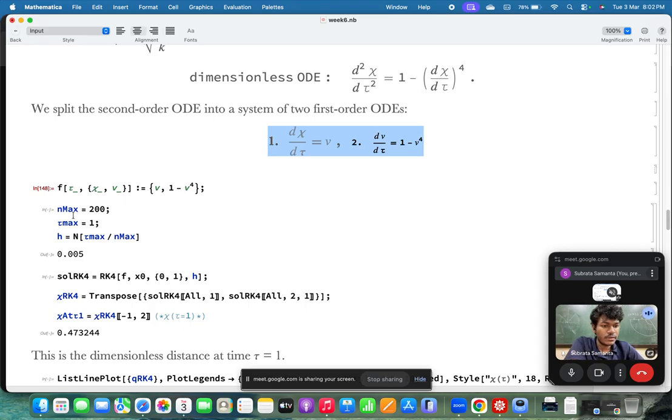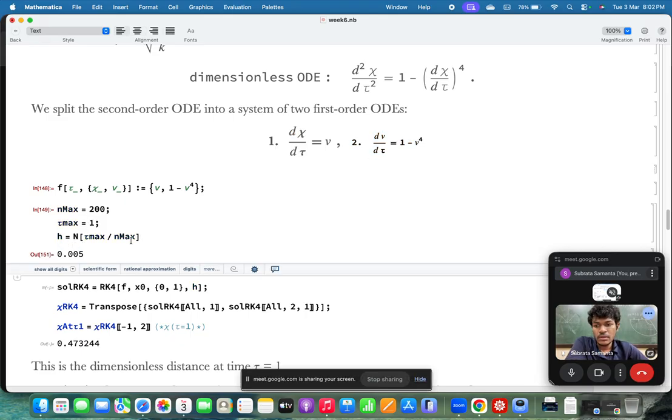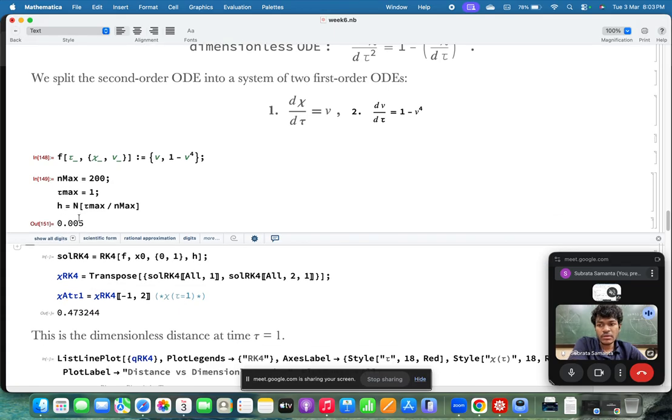Since you have to use 200 steps, n max is the total number of steps, and you have to reach from 0 to 1. So your h is tau max over n max. Numerically, h is 0.005. If we change n max and tau max, you have to calculate h again for these specific values. So you cannot choose h randomly if n max or tau max is given in the problem.